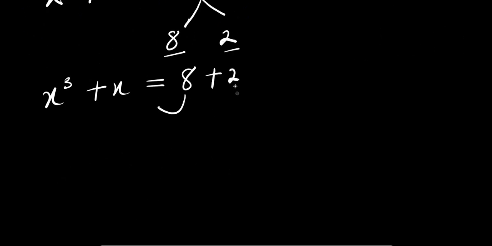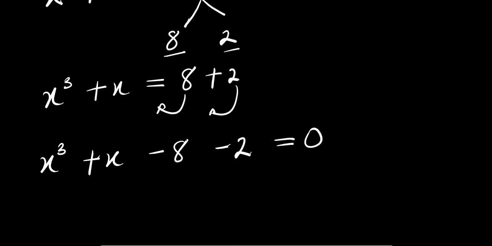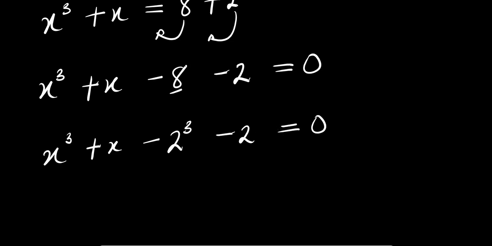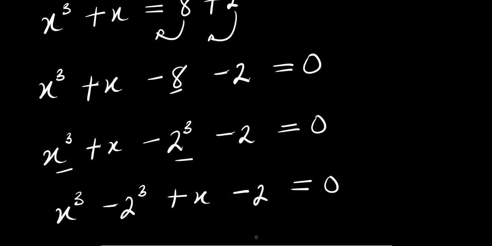I can move each of them over here, and this will give me x power 3 plus x minus 8 minus 2 equals 0. Now, remember, 8 is 2 power 3, so I have x power 3 plus x minus 2 power 3 minus 2 equals 0. This and this can be grouped together. I have x power 3 minus 2 power 3 plus x minus 2 equals 0.